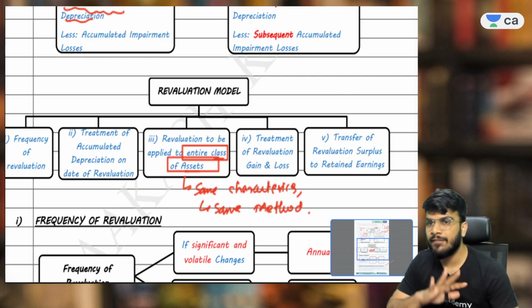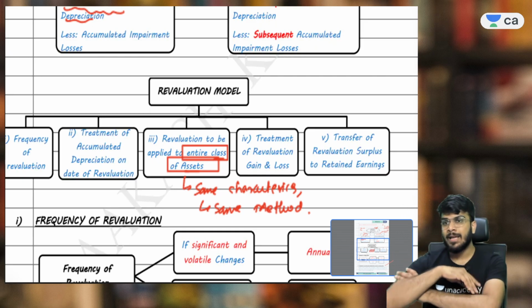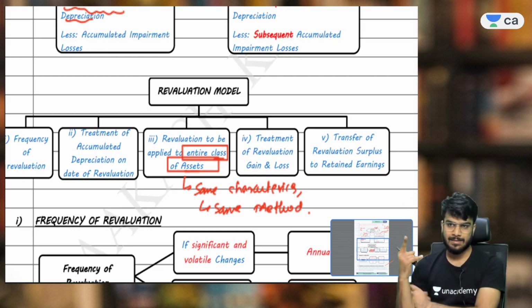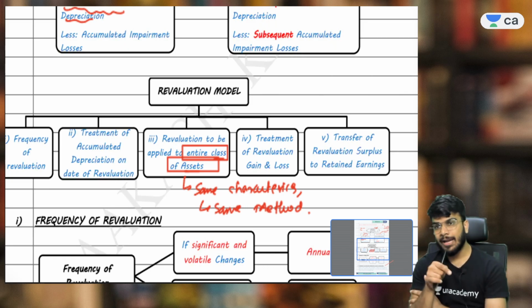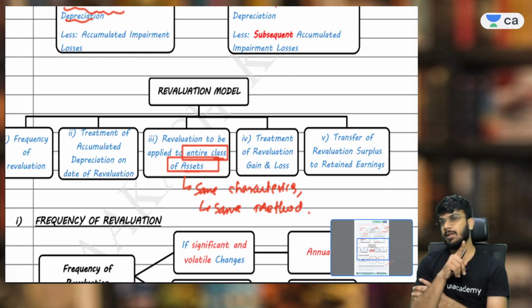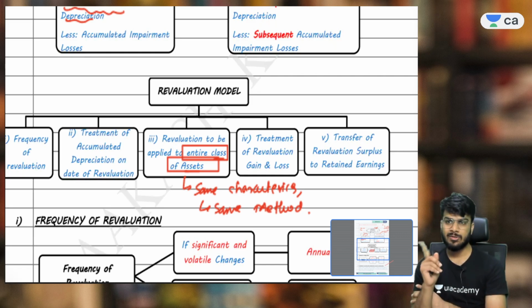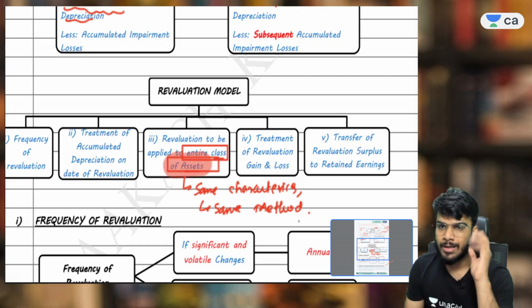Let's say, for example, I have 3 laptops. So if I want to follow the cost model, I need to apply the cost model on that entire class. If I have, let's say, 5 computers, I do not have the option to apply the fair value model to 2 computers and the cost model to 3 computers. That is not the option available. So if you have the same class of asset, the same model has to be used.